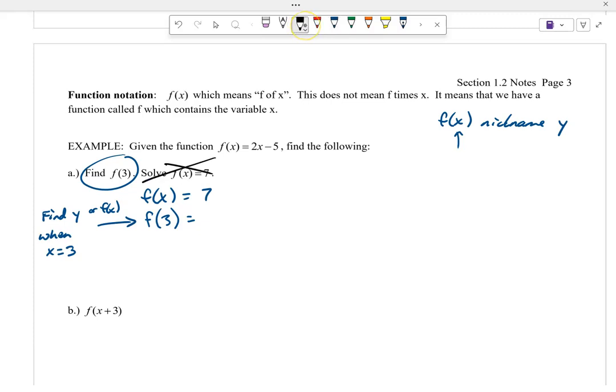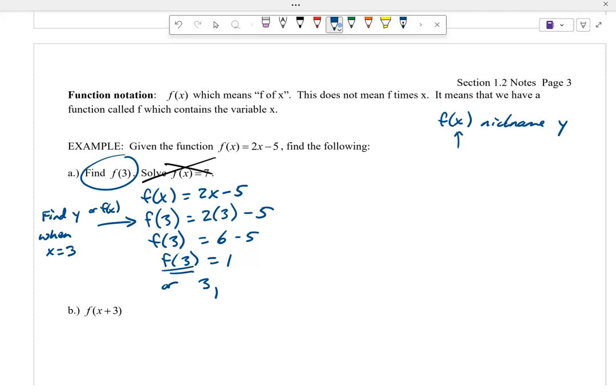Okay, oops, I'm not doing that. I have f of x equals 2x minus 5. I copied this wrong. I have f of x equals 2x minus 5. Find the y value. Find the f of x. And your x is 3. So we're going to go ahead and put the 3 in for the x. So f of 3 equals 6 minus 5. F of 3 equals 1. My input was 3. My output, my y, was 1.